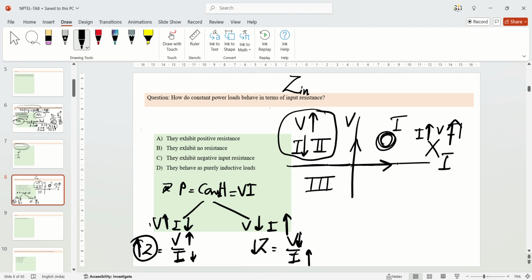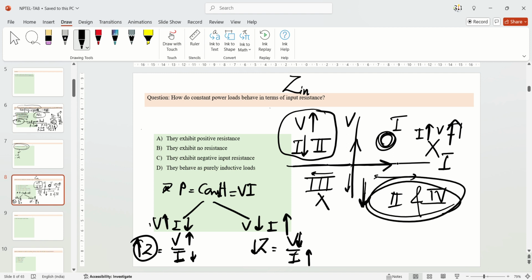In the third quadrant, if you are increasing the voltage, the current will also increase, but it is negative, so overall it becomes positive only. So this is not the case. In the fourth quadrant, if you are increasing the current, the voltage is dropping down. So the second and the fourth quadrant are actually the answer.